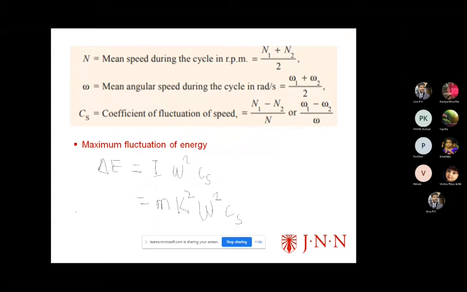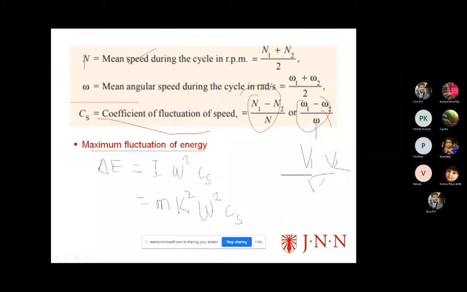Right? N equals mean speed during the cycle in rpm, with the formula (N1 plus N2) divided by 2, and omega equals mean angular speed during the cycle in radian per second, (omega 1 plus omega 2) divided by 2. And Cs equals coefficient of fluctuation of speed: (N1 minus N2) divided by N, or (omega 1 minus omega 2) divided by omega, or (v1 minus v2) divided by v. The first is in terms of speed, the second in terms of angular speed, and the third in terms of linear velocity. So the Cs formula we can write in three ways.